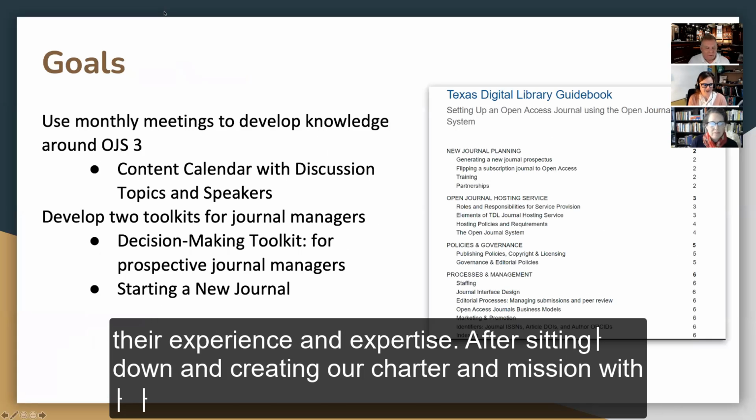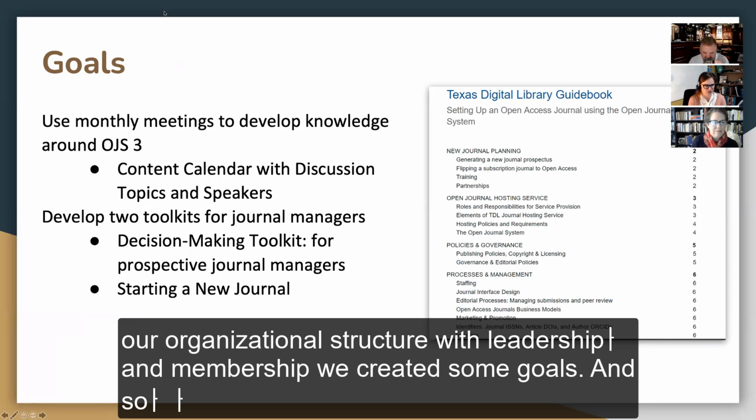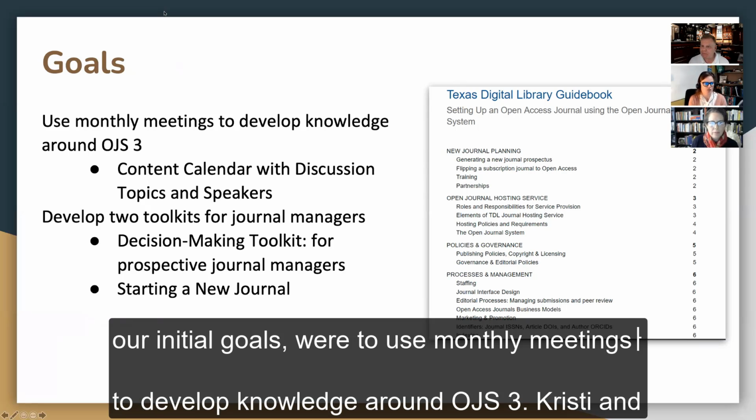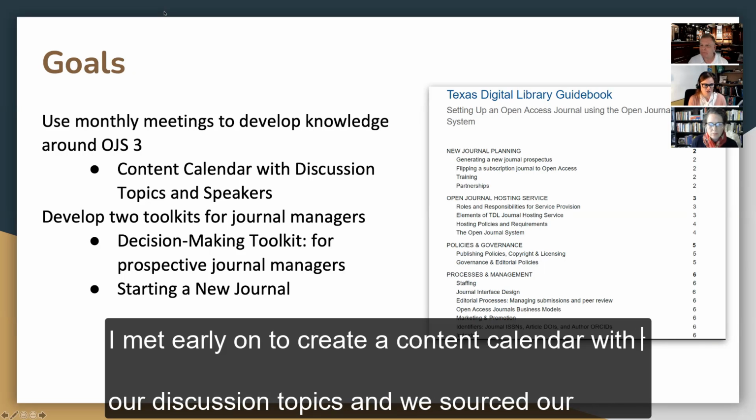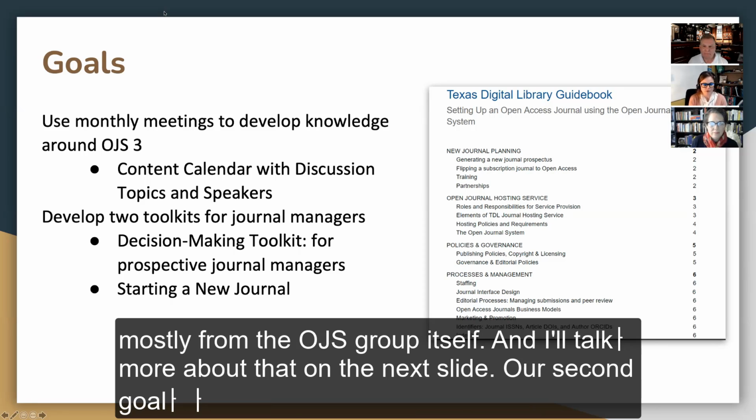After sitting down and creating our charter and mission with our organizational structure, with leadership and membership, we created some goals. And so our initial goals were to use monthly meetings to develop knowledge around OJS 3. Kristi and I met early on to create a content calendar with our discussion topics, and we sourced our speakers mostly from the OJS group itself. And I'll talk more about that on the next slide.